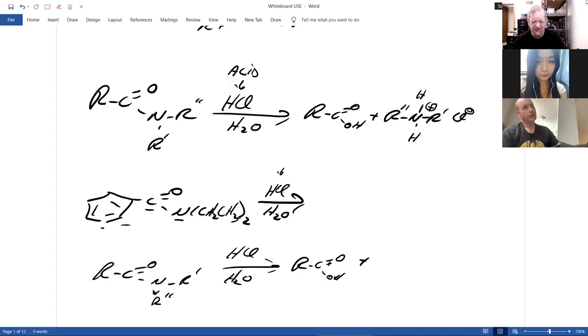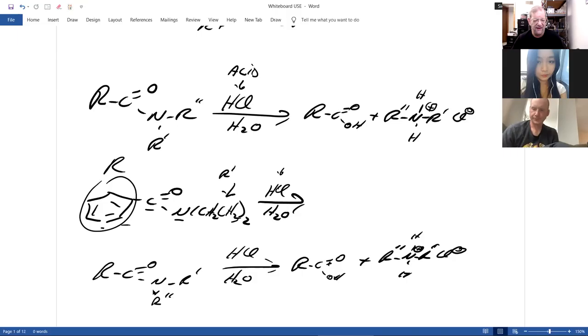And what you get back is the carboxylic acid you would have used to make that amide, plus, in the presence of acid, you get the amine salt of the amine you would have used to make that amide.